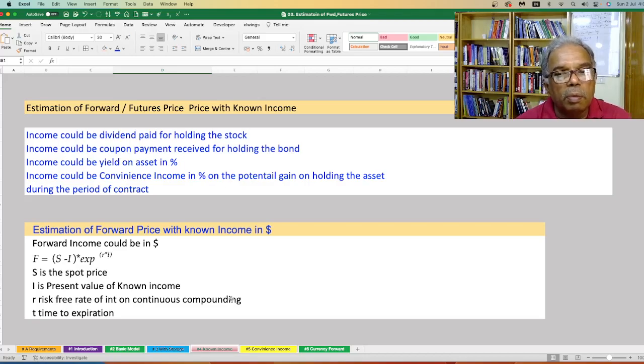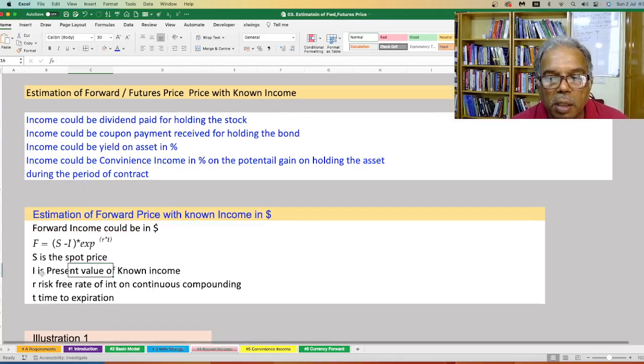It can also be a convenience yield. Okay, what is the formula for calculating the forward price? Income has to be deducted. That's a general principle. So forward price F is equal to spot price minus income, into exponential RT.